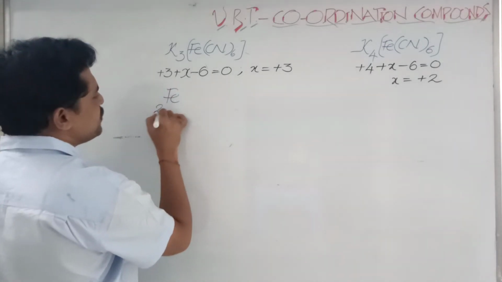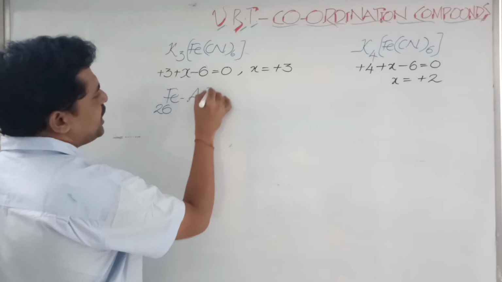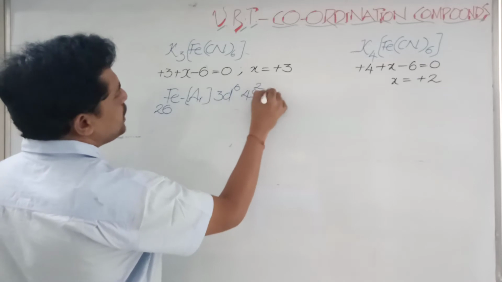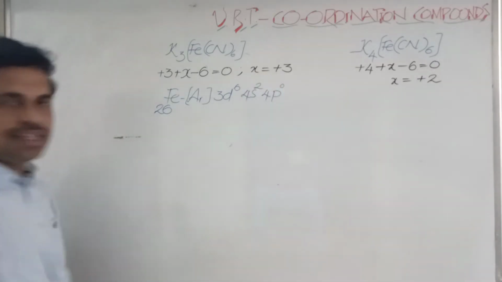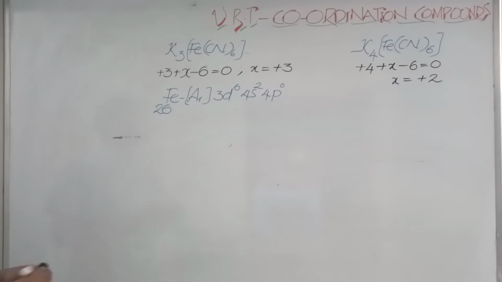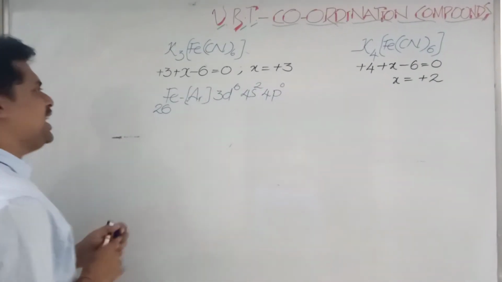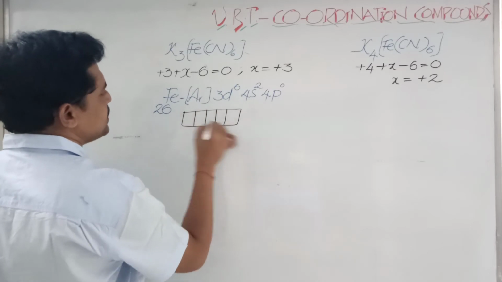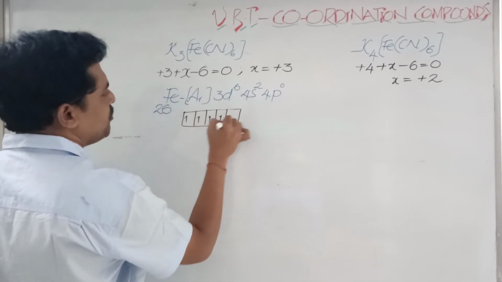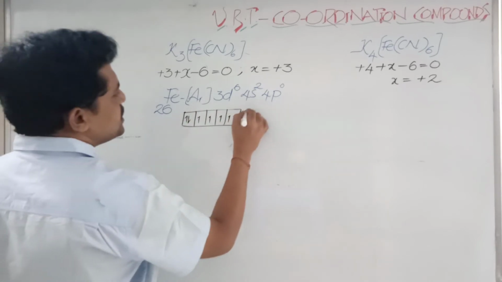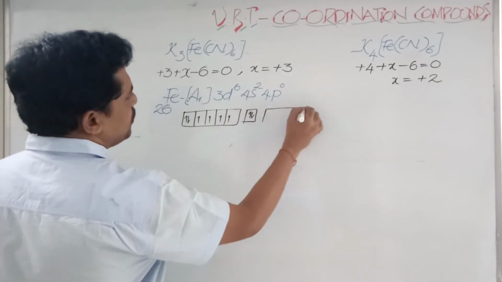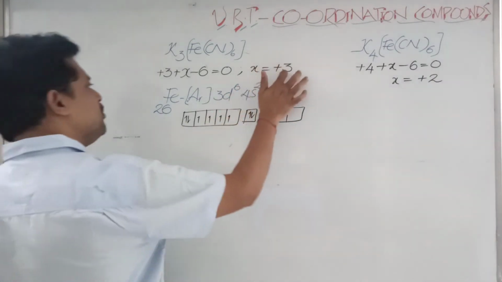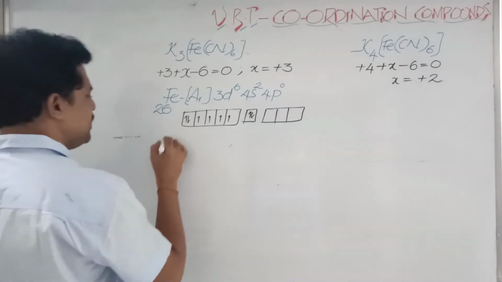The atomic number of iron is 26. The electronic configuration is argon 3d6, 4s2, 4p0. This is the electronic configuration for iron. If you write this in box type of structure, it will be like this: 1, 2, 3, 4, 5, 6. This is 4s2 and this is 4p0. This is for iron. We are saying iron in plus 3 oxidation state. Iron plus 3 means 3 electrons gone.